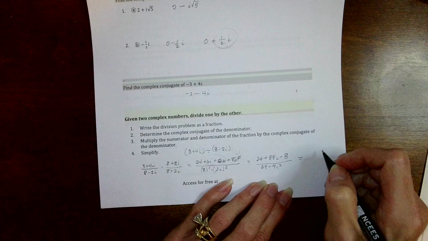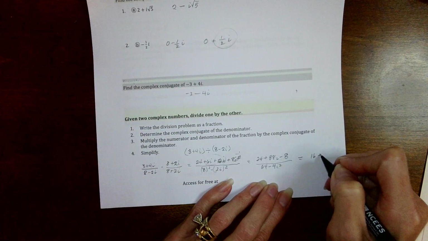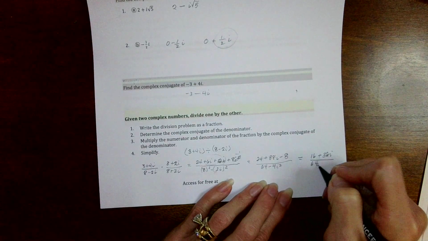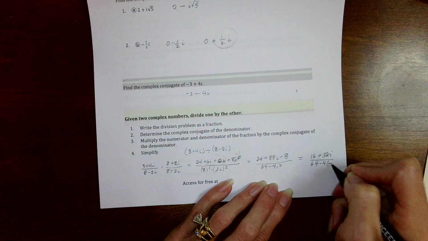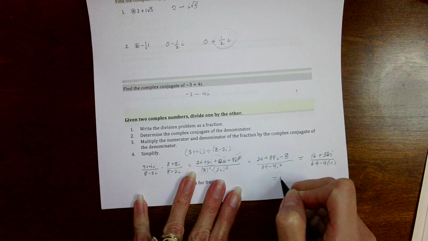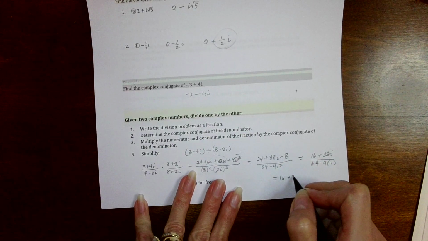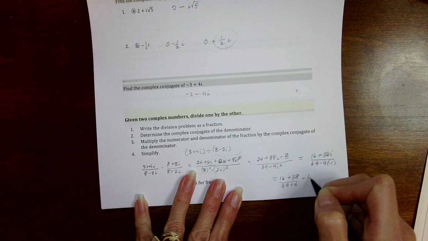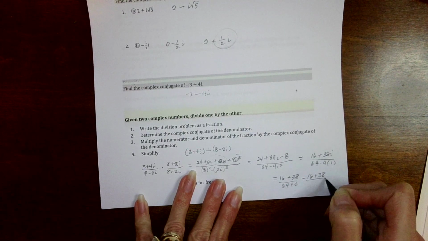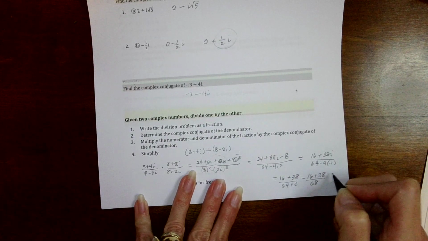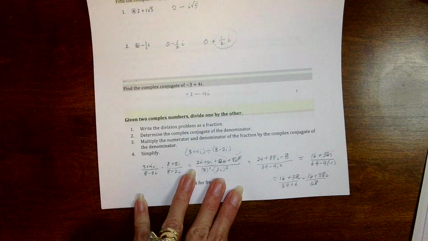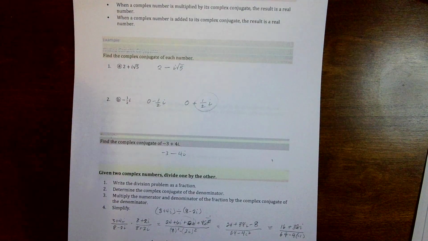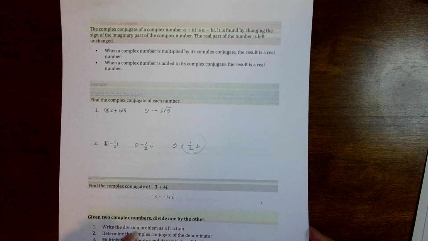Let's look at the top here. That's 16 plus 38i, all over 64 minus 4 times -1. 16 plus 38i all over 64 plus 4. 16 plus 38i all over, oh, where'd my i go? There you go. All over 68. If you want to divide everything by 2 and make it more simple, you can do that as well.